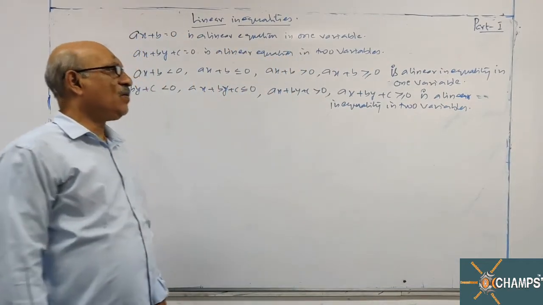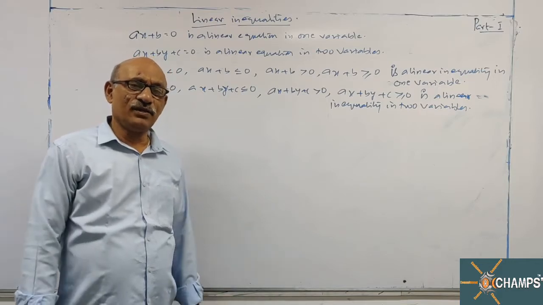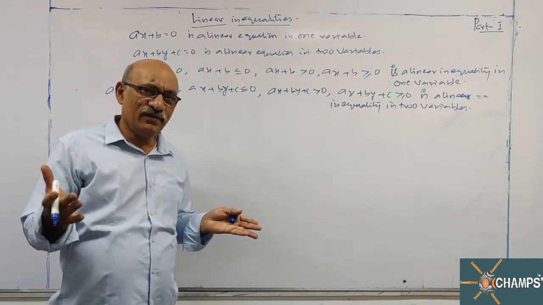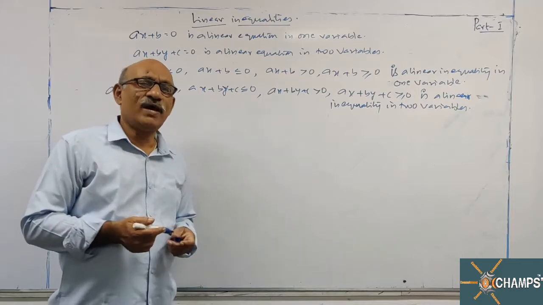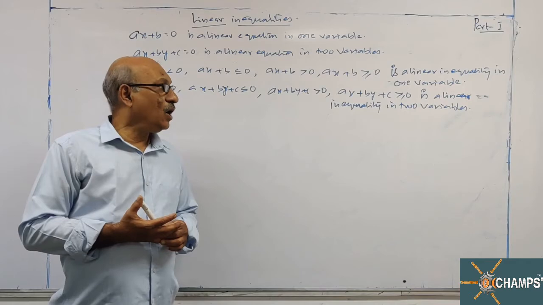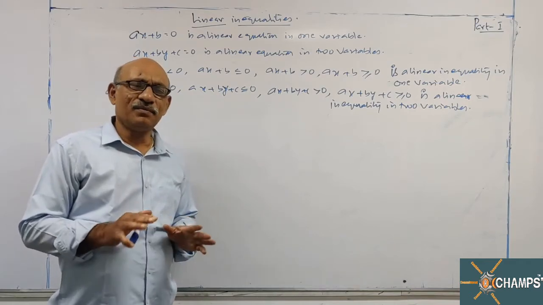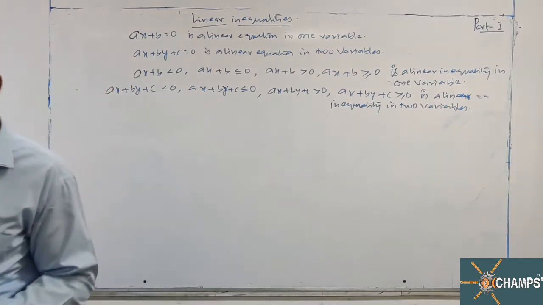When a linear inequality is given, how can we calculate the values of x? Means x value is varying from which value to which value. Means lower limit and upper limit you have to calculate. Two questions you will get from this chapter. Simple concept, simple chapter. Let us see this one.